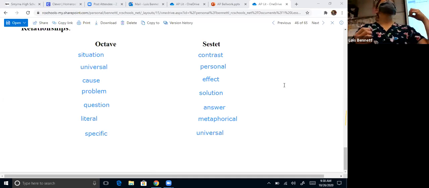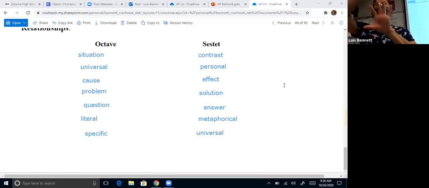You know where to look for a turn. You know that there's going to be some kind of shift, some kind of contrast between the two. And then using some words like this, you can kind of help figure out exactly what's going on in the one that you're looking at.